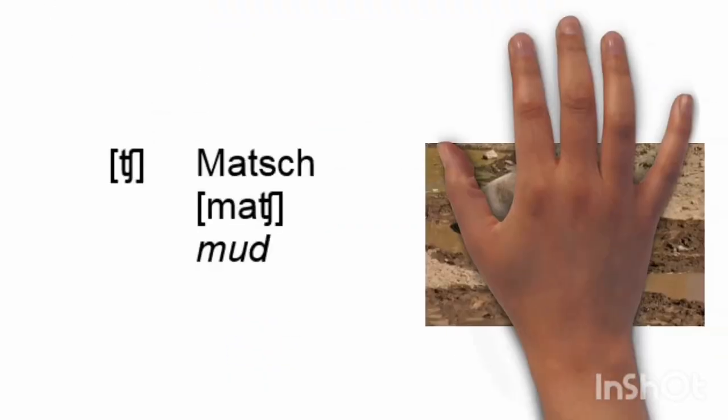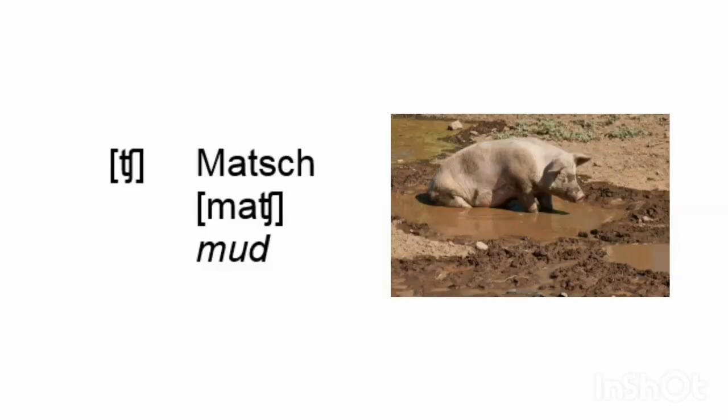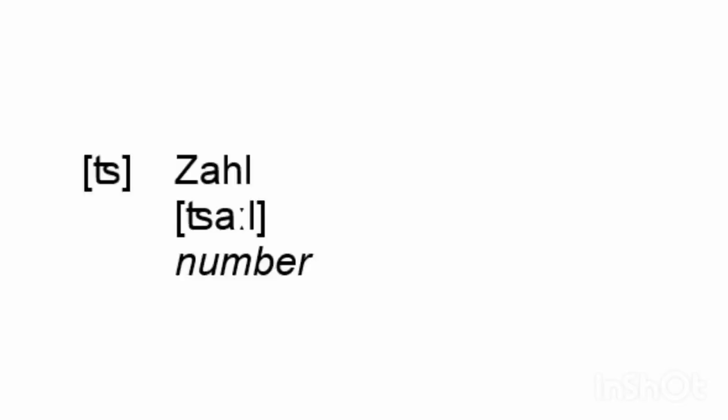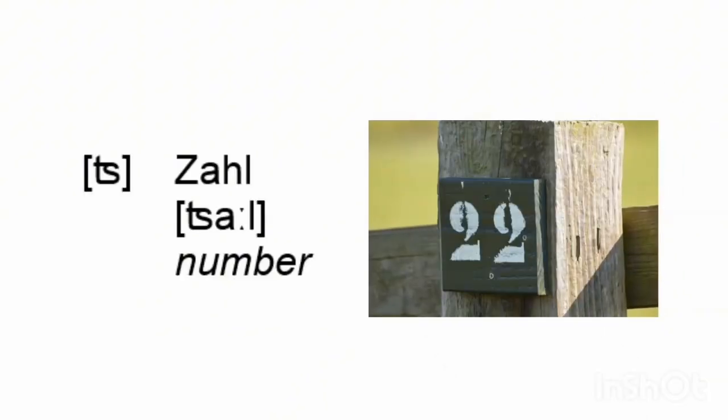So the first one will be very familiar. It's what happens when you stick a t and a sh together. You get ch. It shows up in German words like Matsch and English words like child. The other two consonant clusters are simple but a little less familiar. First, if you stick a p and an f together, you get pf as in Pfeil and Pfand. And second, if you stick a t and an s together, you get ts as in Zahl or Zimmer.